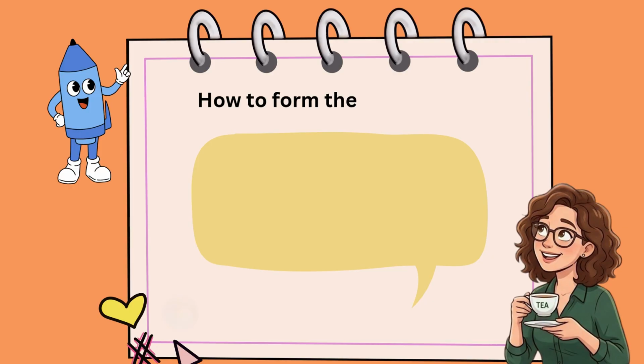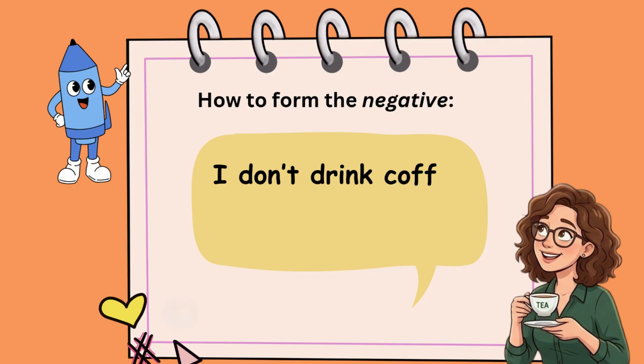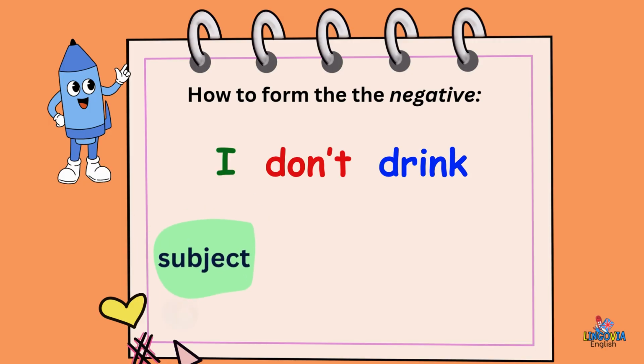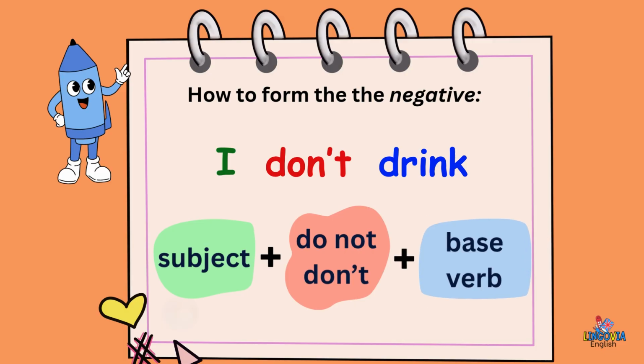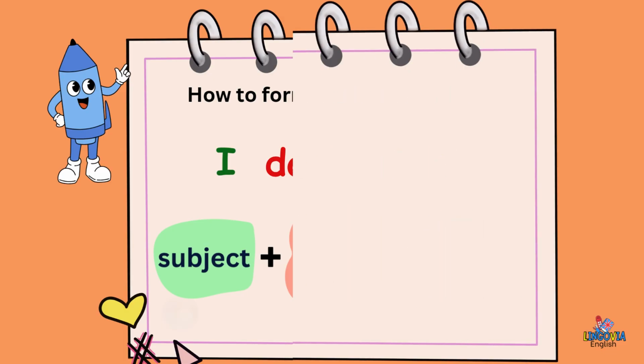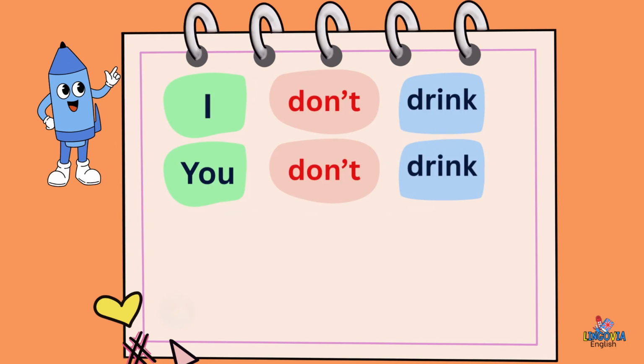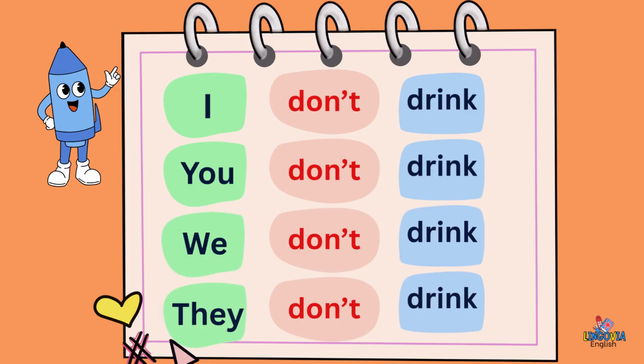Now let's learn how to make negative sentences in the present simple. I don't drink coffee every day. I don't drink. In negative sentences, we use subject plus do not or don't plus the base verb. I don't drink. You don't drink. We don't drink. They don't drink. The verb stays the same.